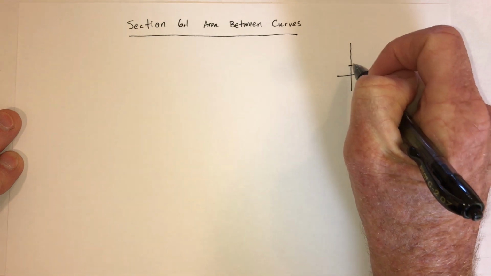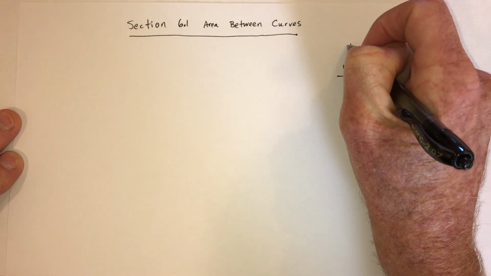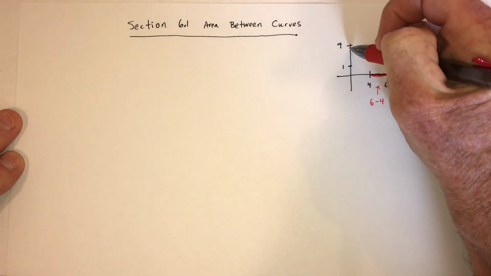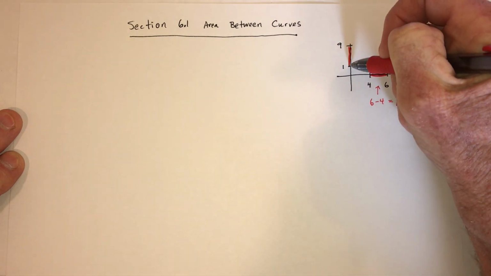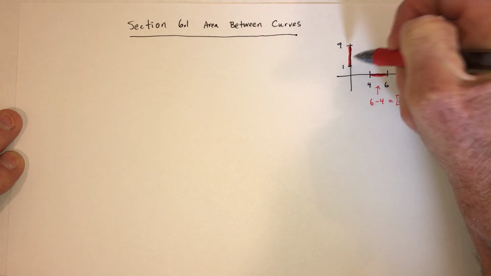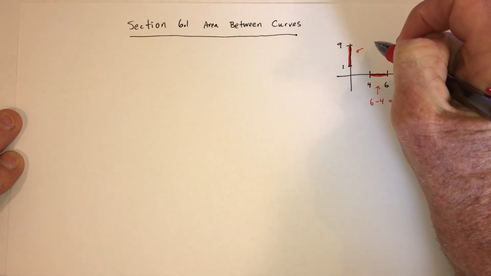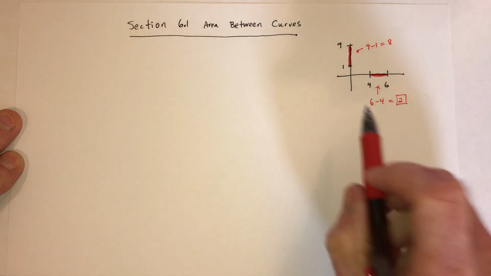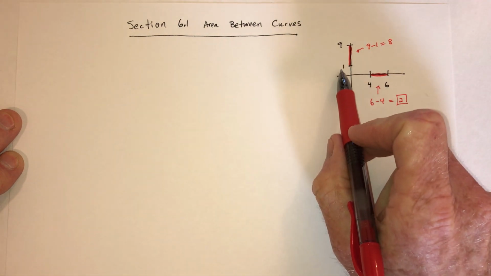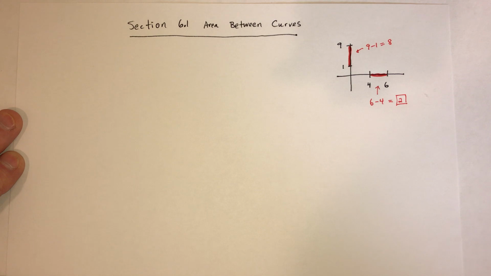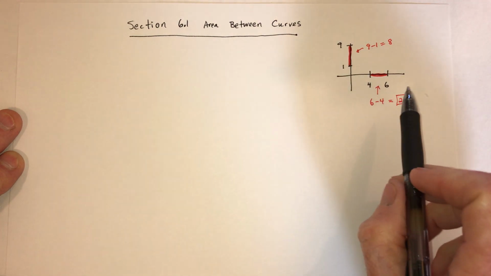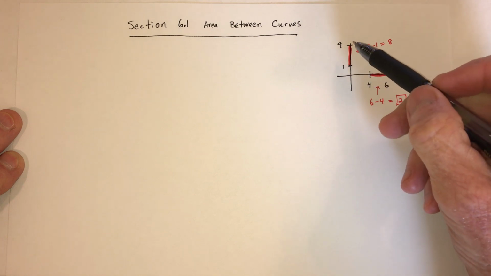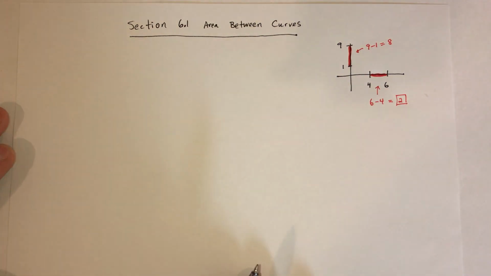Well, what if we were on the y-axis? If it goes from 1 to 9, what's the length of that segment? Then the length would be 9 minus 1, which is 8. So in this case, you need to go the top minus the bottom. When you're going left to right, it needs to be right minus left. For top to bottom, it needs to be top minus bottom.